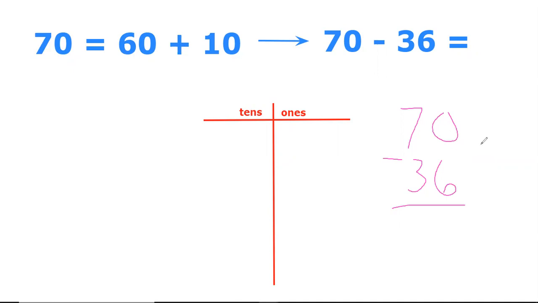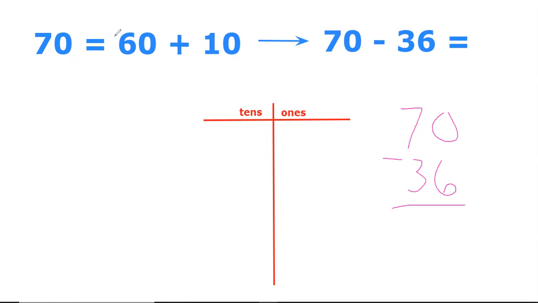Remember the rhyme from our worksheet. More on top, no need to stop. More on the floor, go next door. Numbers the same, zero's the game. Well, we have more on the floor, so we're going to have to go next door.